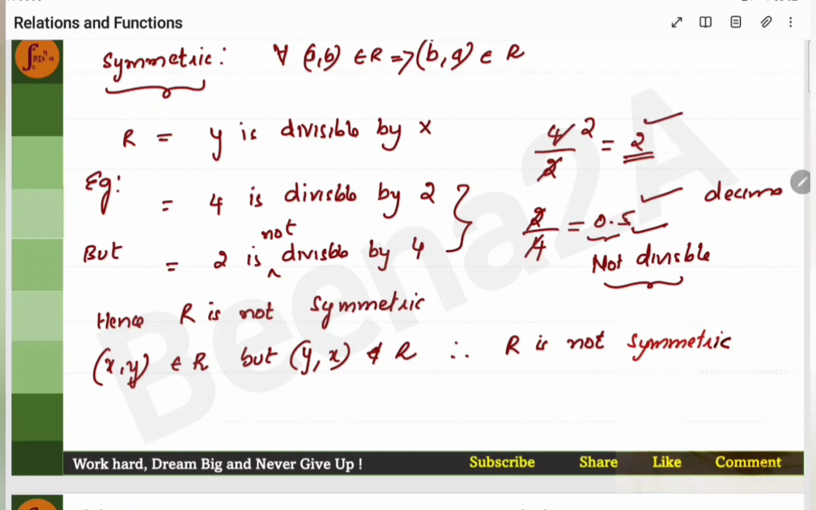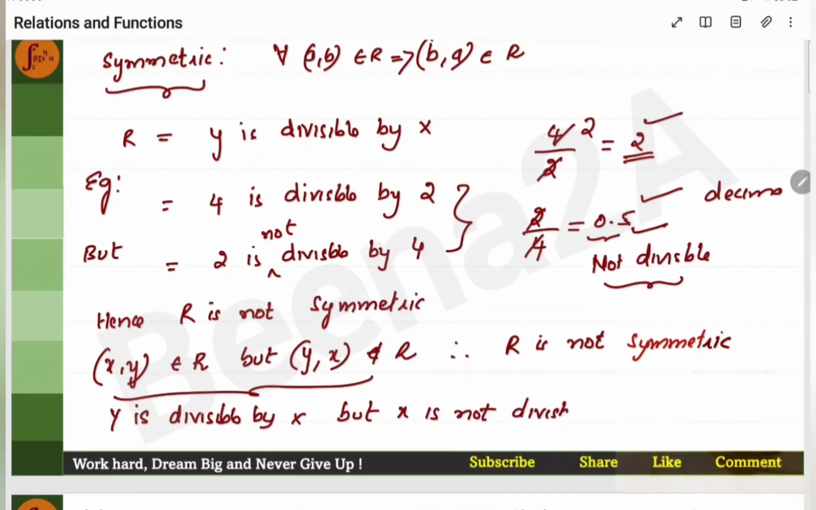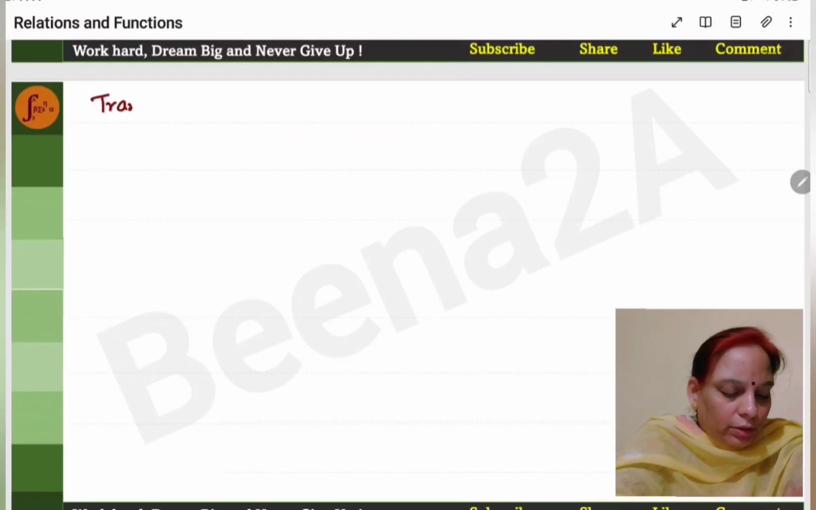So you can take an example and say that R is not symmetric, or you can write in this format. XY belongs to R, but YX does not belong to R. Hence, R is not symmetric. See, this way also you can write. Y is divisible by X, but X is not divisible by Y. Hence, R is not symmetric. You can write it this way also. Right? Now let's look at transitive.